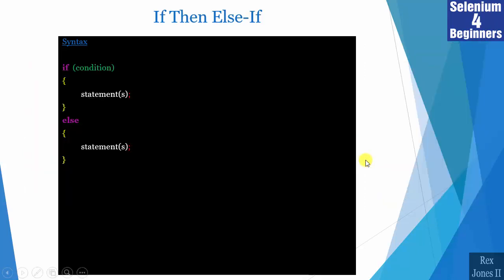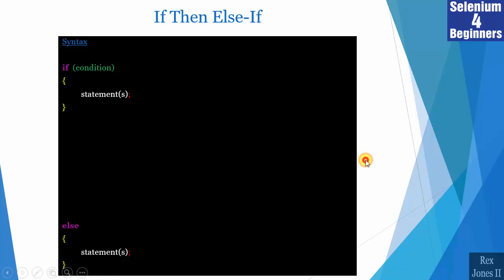The last if statement is if-then-else-if. It looks like the previous statement, but there are some clauses before the else clause. We have a clause for else if followed by a condition. There's also a statement. Depending on our program, we may add more else if clauses with a condition and statement.